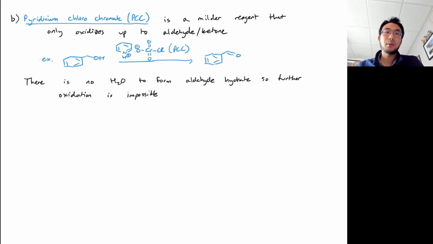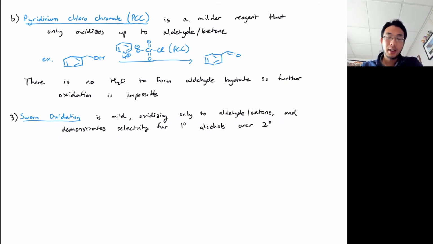The third oxidation I want to talk about is the Swern oxidation. This is a very useful reaction. It's very mild, so it works on a lot of different types of molecules. And for chemists, one important thing that this oxidation does is it actually demonstrates selectivity for primary alcohols over secondary alcohols. So a common problem you'll have is a molecule will have both a primary alcohol and a secondary alcohol in it, and you actually only want to react the primary alcohol. A Swern oxidation is kind of the go-to to try to make that happen.